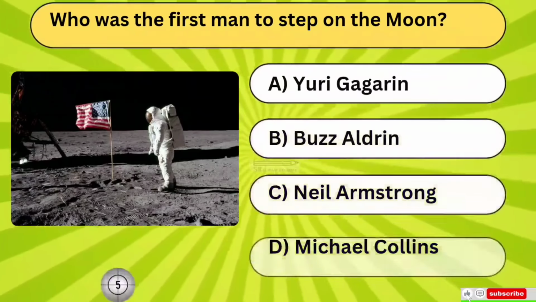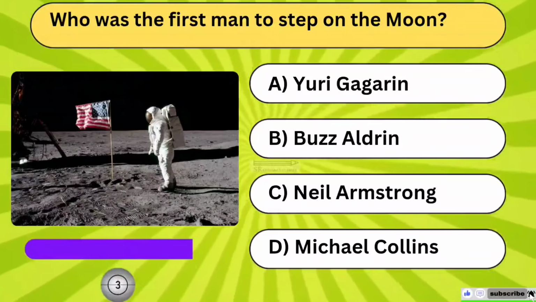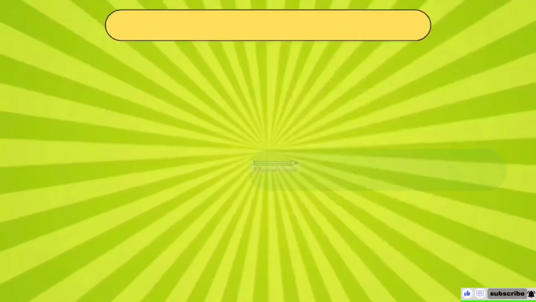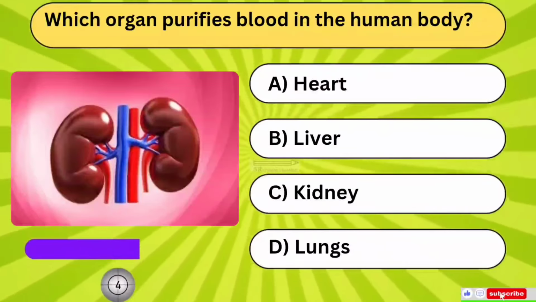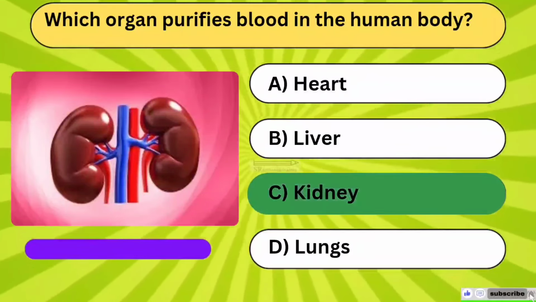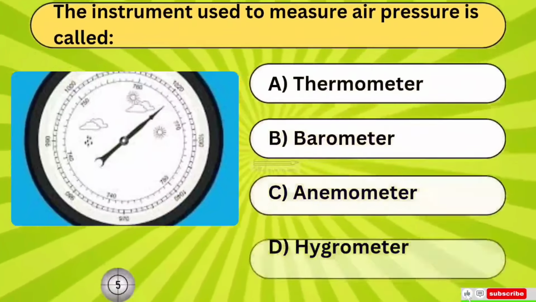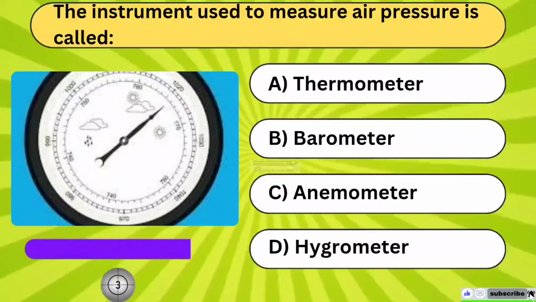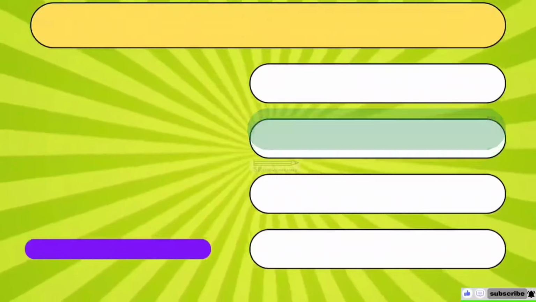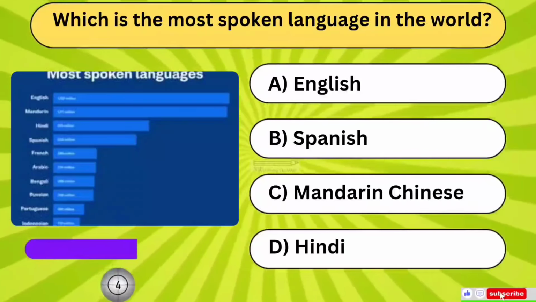Who was the first man to step on the moon? Which organ purifies blood in the human body? The instrument used to measure air pressure is called. Which is the most spoken language in the world?